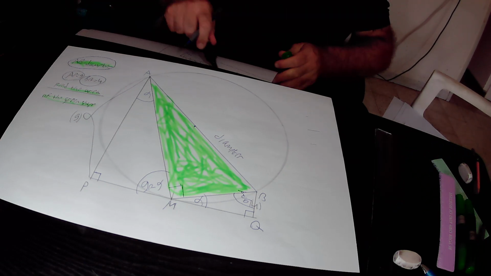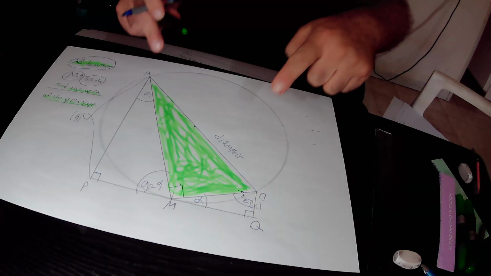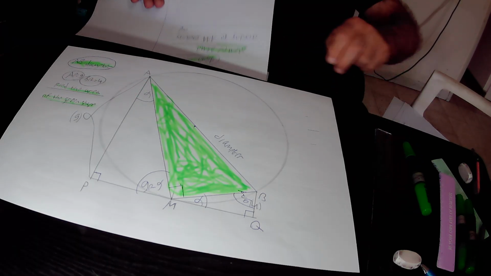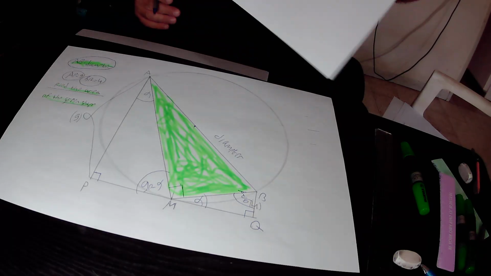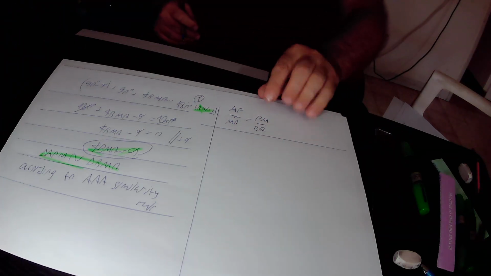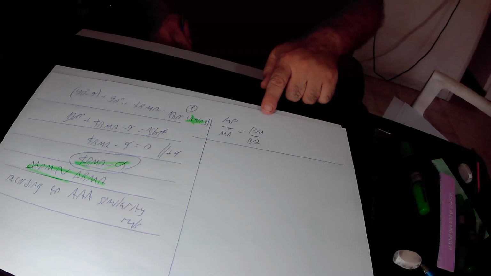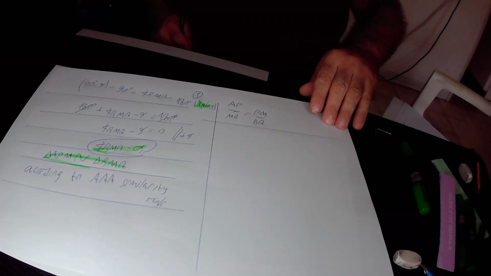Repeat again. From the fact that those two right triangles are similar to each other, we derive that the following relationship exists between their sides. Side AP of the big right triangle APM over side MQ of the small right triangle BMQ is equal to side PM of the big right triangle APM over side BQ of the small right triangle BMQ.